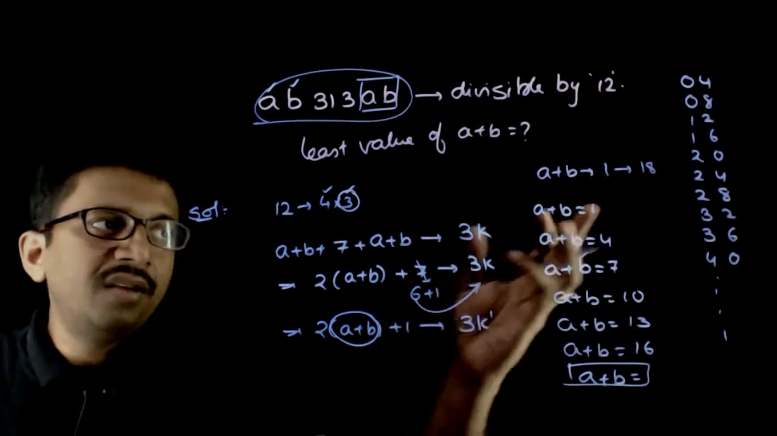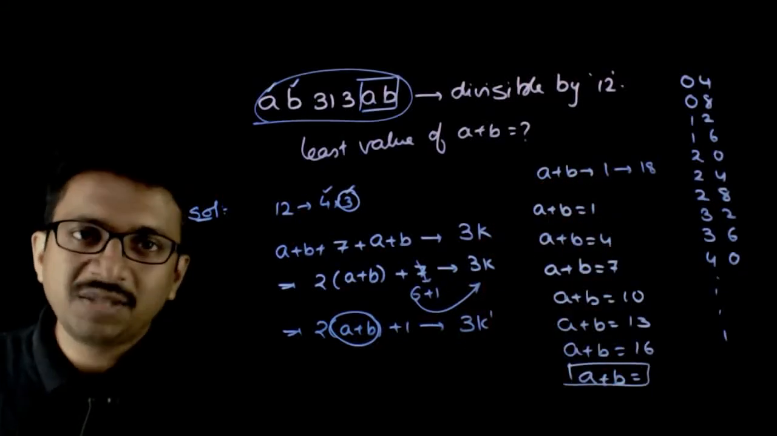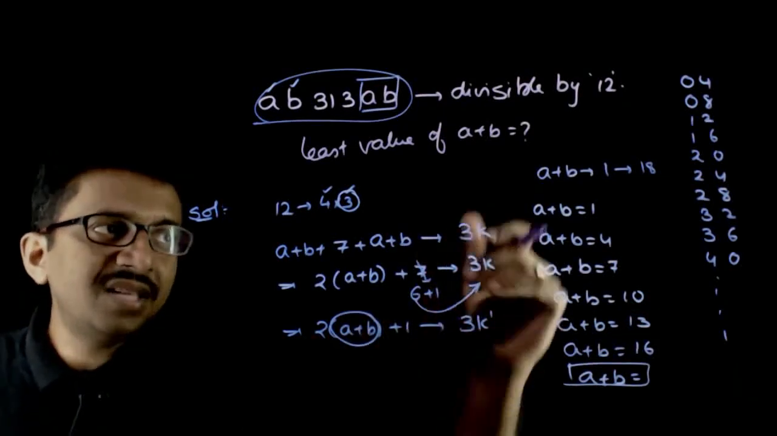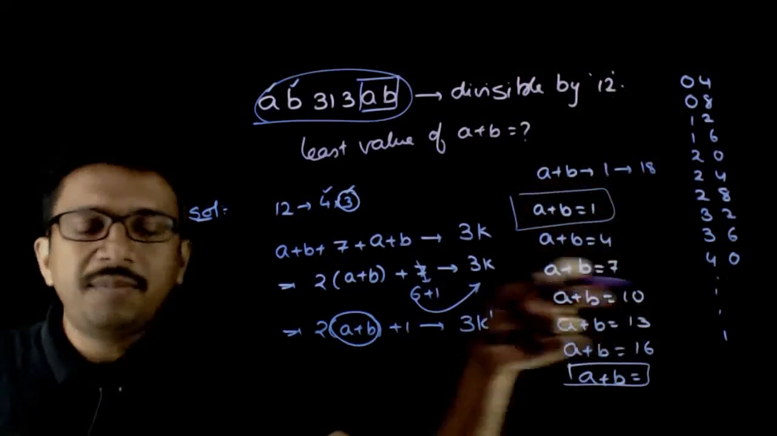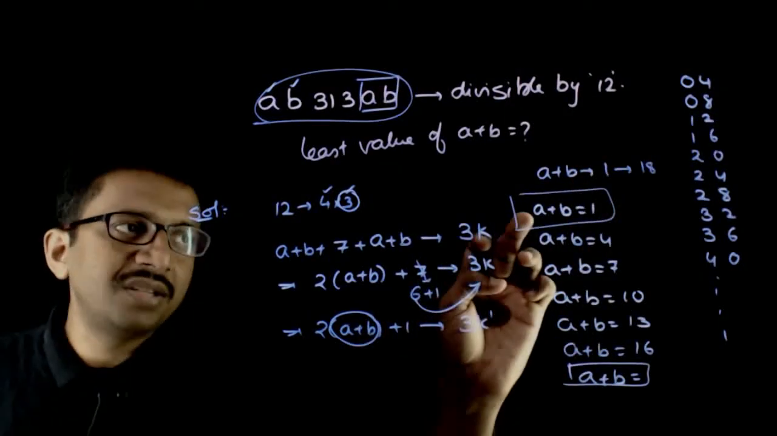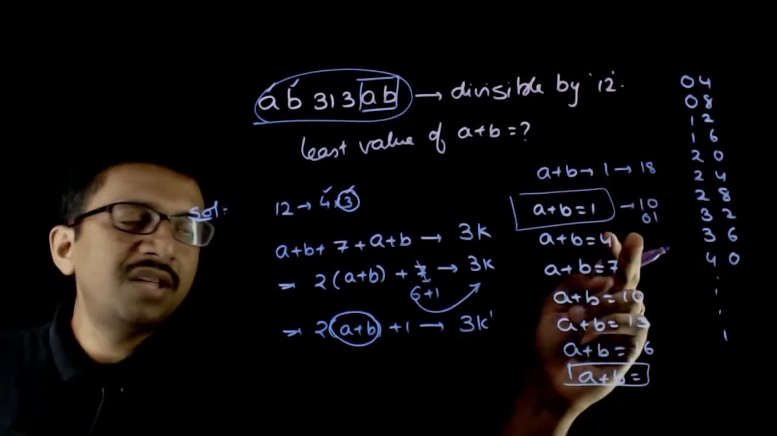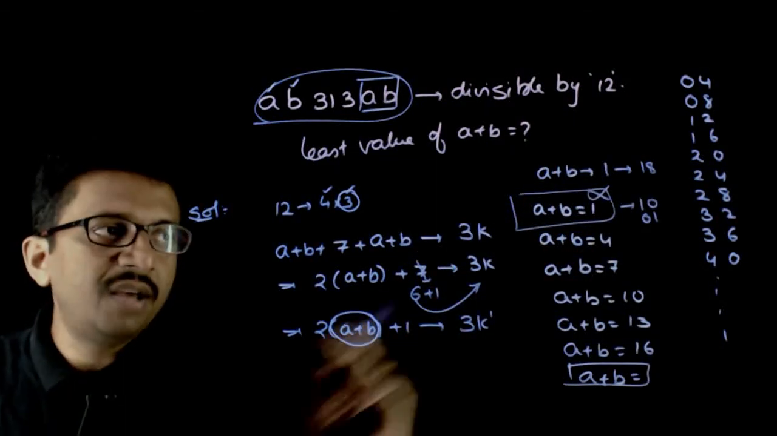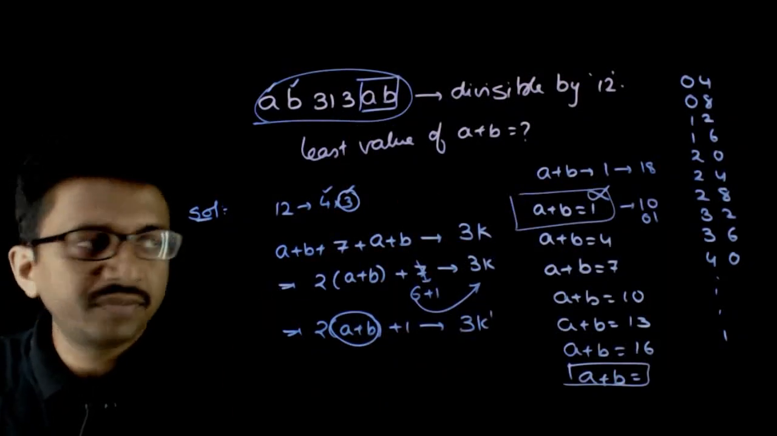Now as you can see, if the number has to be divisible by 3, these have to be the values of A plus B. If the number has to be divisible by 4, these have to be the values of A and B. So is there a common value? Take A plus B equal to 1. Is there a number which satisfies this? There is no such number, because AB has to be either 10 or 01, and none of them are divisible by 4. If A plus B is equal to 1, the number may be divisible by 3, but it will not be divisible by 4. So this is not valid.